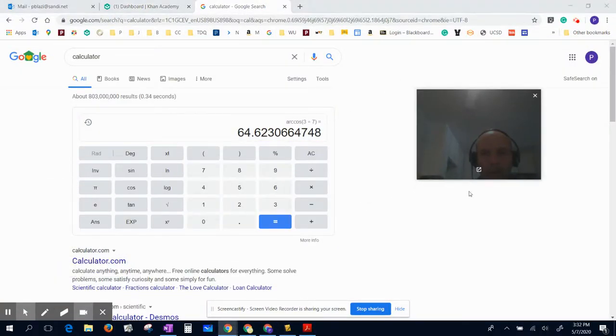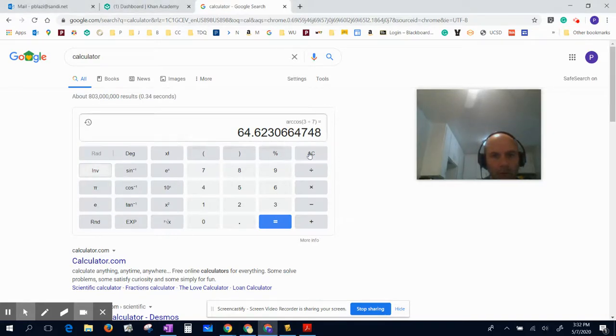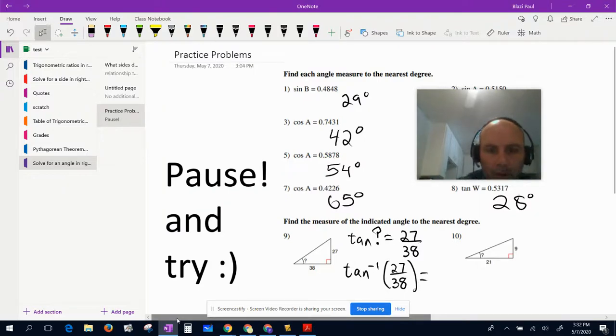Boom. Let's move me over there. Inverse, I'm going to clear this. Inverse tangent 27/38 equals 35.39. So this angle equals, that was 35.39, right? 35.39 degrees.